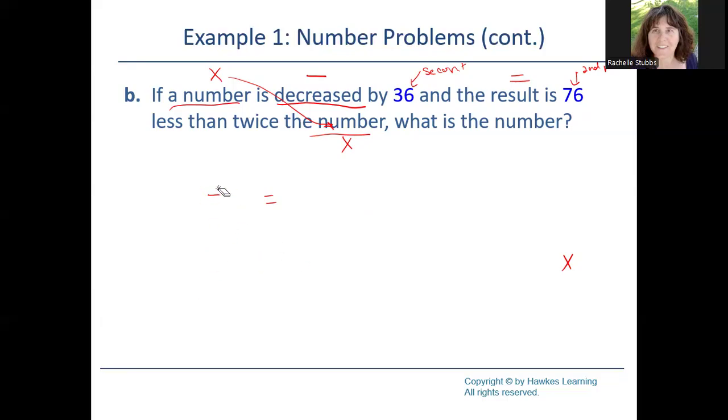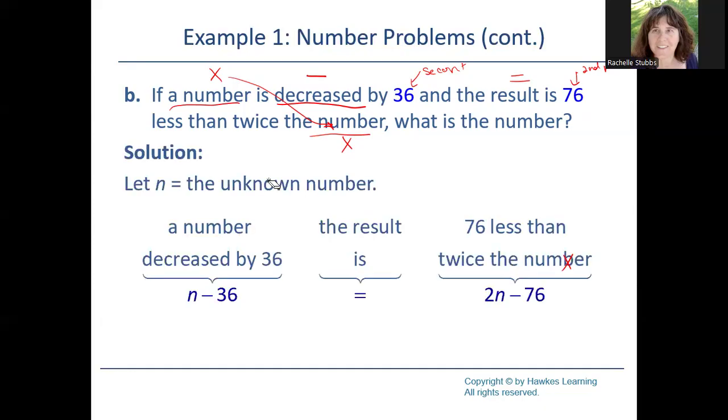Let's go ahead and watch it through. They used n. Is it okay that we used x? Absolutely. Unless they specify what the variable should be, you can use whatever. I like to save n for when I'm doing consecutive numbers.